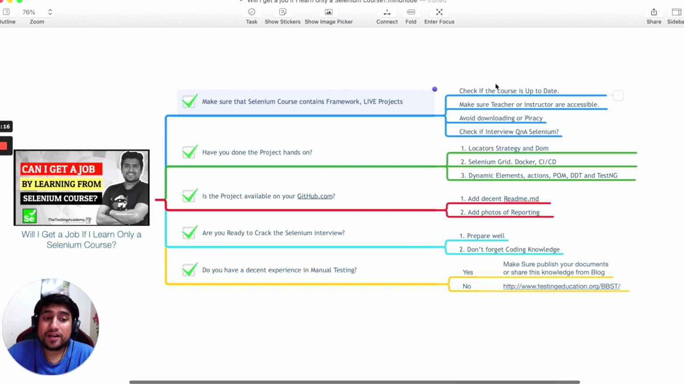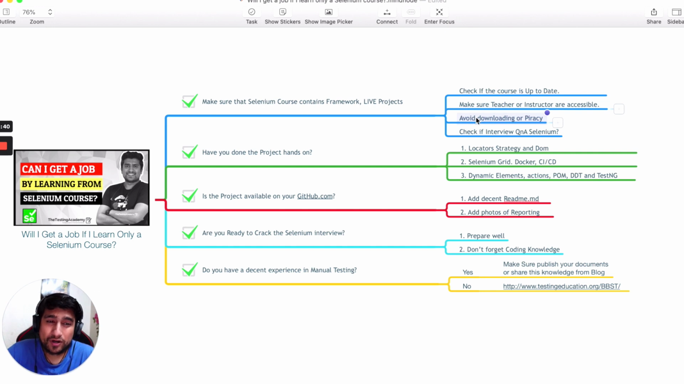The point here is that whatever course you are taking, make sure it's up to date. Make sure the teacher or instructor is accessible. What do I mean by this? I have seen people take certain courses, but the teacher is not accessible. Whenever you ask a question, they don't reply, probably for 6 months. So make sure they have an email ID. If they have WhatsApp support, that's fine.